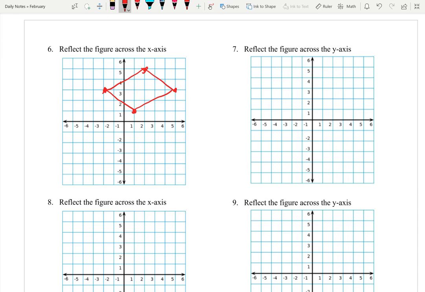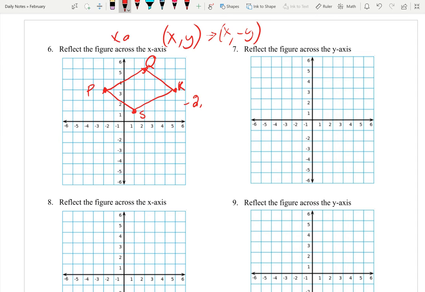Now, our x-axis, let's see. Let me write these down real quick. P, Q, R, S. So our x-axis reflection, I don't have my notes on me anymore, follows the rule x, y translates to x, negative y. So let's take all our points and let's follow that lead. So P is at the -2.